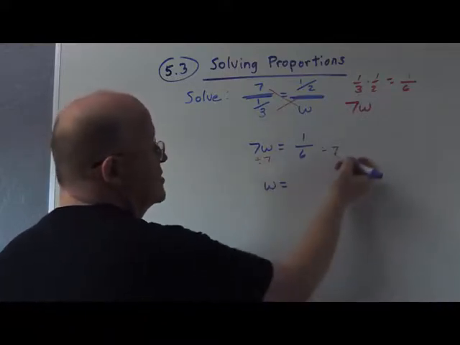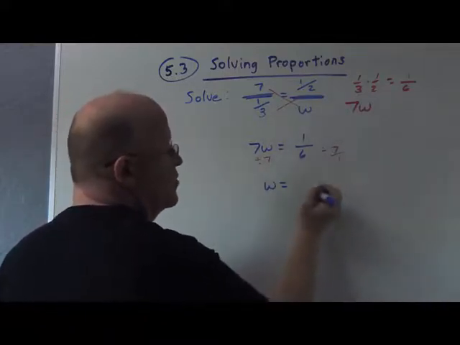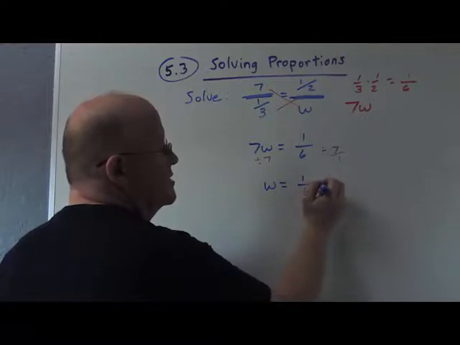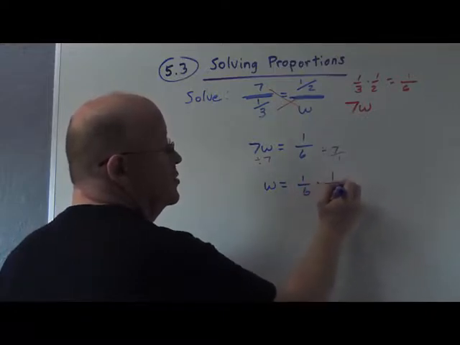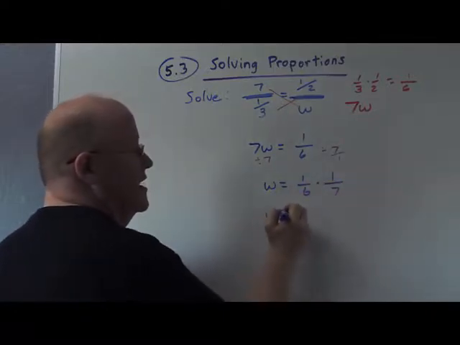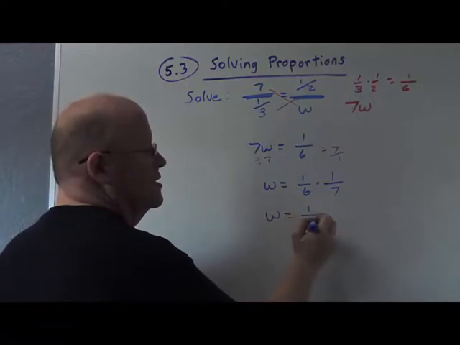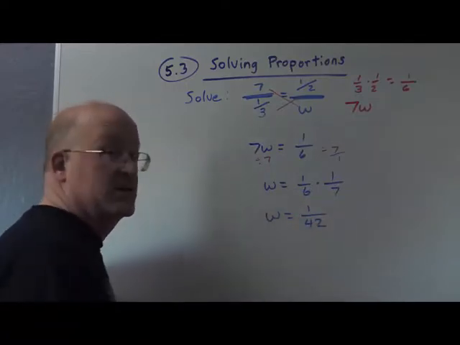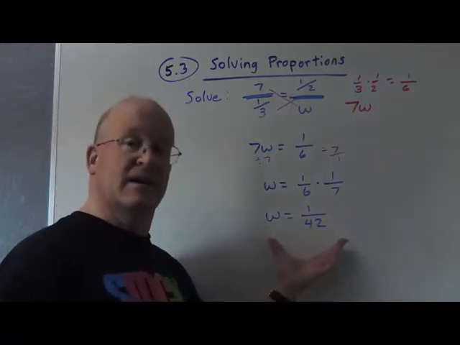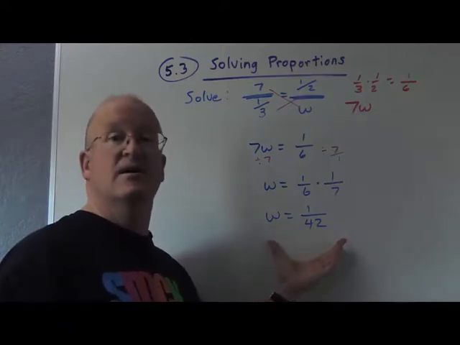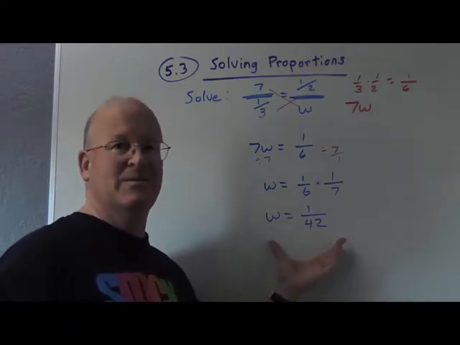On the right, I'm really dividing by 7 over 1, which means I can multiply by the reciprocal 1 over 7 and see that the product will be 1 over 42, which I think I'm going to keep in that form because I do not want to divide and find a decimal equivalent.